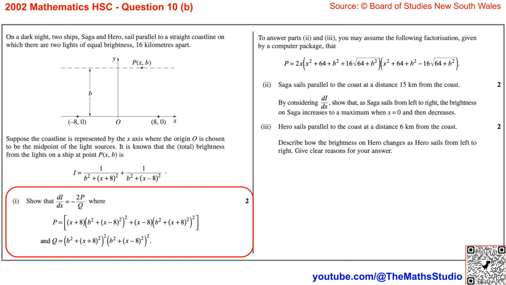8) squared). Part 1. Show that dI/dx is equal to negative 2P over Q, where P is equal to (x plus 8) in brackets times (b squared plus (x minus 8) squared) all squared plus (x minus 8) in brackets times (b squared plus (x plus 8) squared) all squared. And Q is equal to (b squared plus (x plus 8) squared) all squared times (b squared plus (x minus 8) squared) all squared.